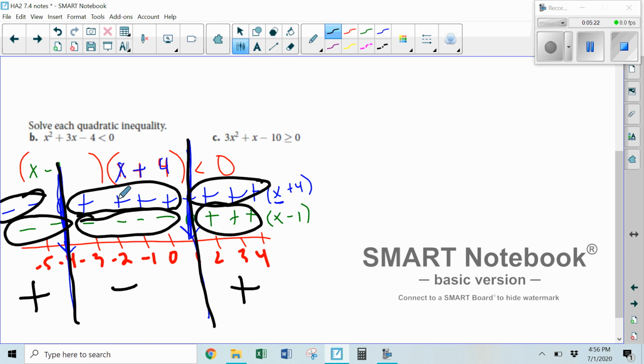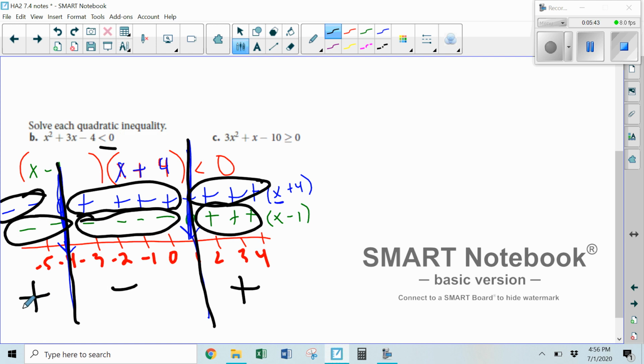Doesn't matter how many there are, it's just the fact that we have a positive, this is positive, these are all negative. A positive times a negative is always going to be negative. Now, we can answer the final question. When is this, which is the product of these two factors, when is that less than 0?